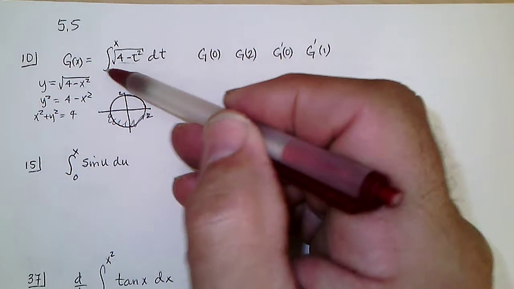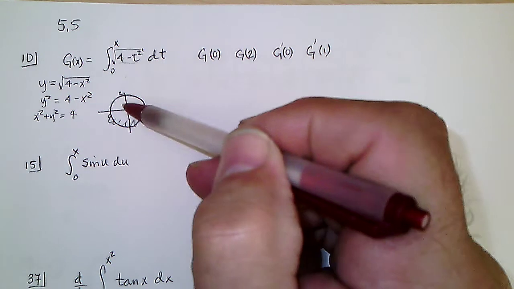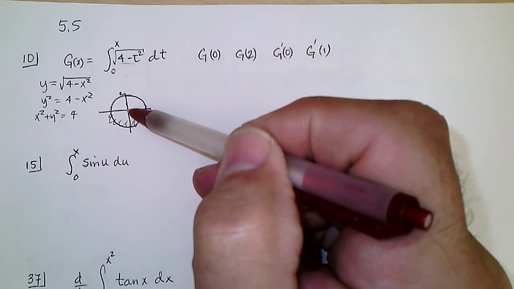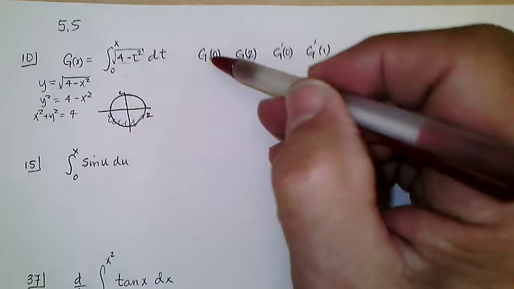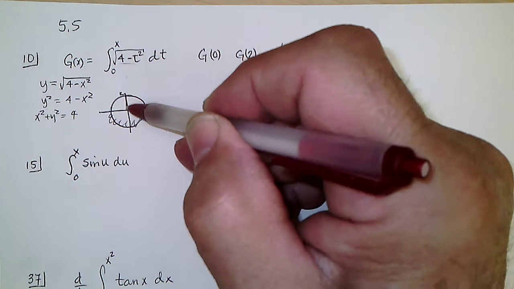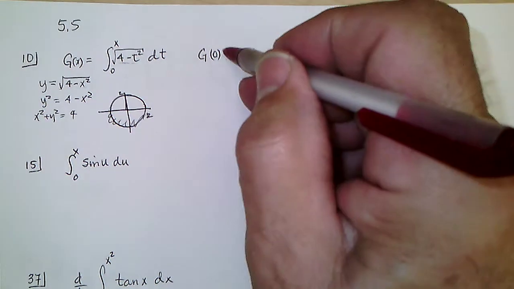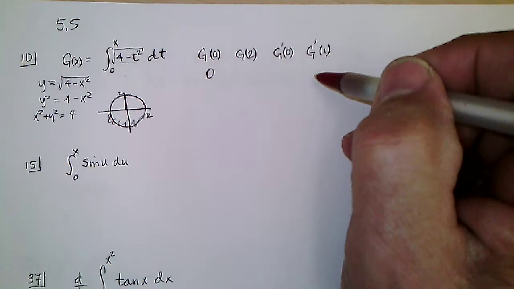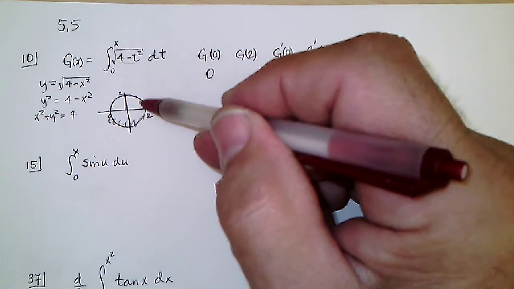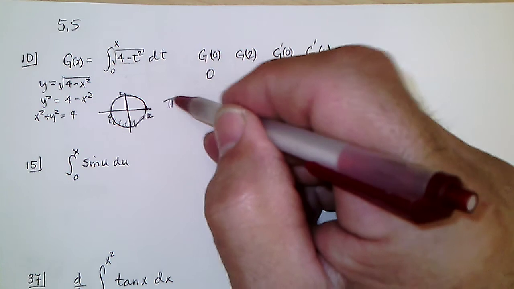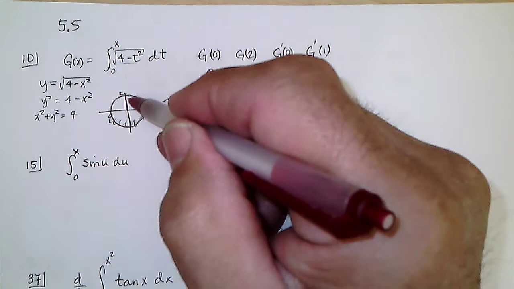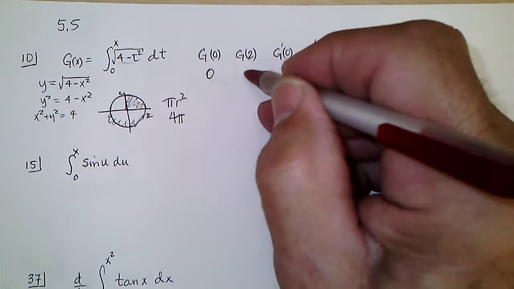And so this says, what's the area under this curve from 0 to x? Well, at 0, it's 0, and then it keeps getting less and less. So g of 0, what's the area under the curve at 0? Well, from 0 to 0, it's 0. From 0 to 2, it'd be a quarter of the area of this circle. Now this is pi r squared is the area, r is 2, so this is 4 pi. So this would be 1 pi.